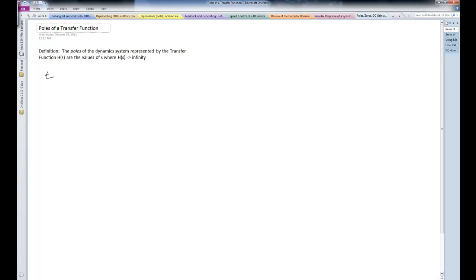So as an example, consider the system h of s is equal to 1 over s plus 1, then the poles of h of s are simply the places where h of s goes to infinity, so that would be s equals minus 1. Notice that's because the limit of 1 over s plus 1 as s goes to minus 1 is equal to infinity.